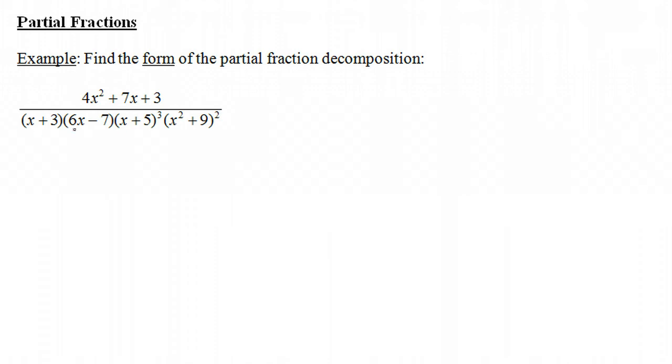So in this one, notice that in the denominator, it's already in factored form, so that's good. The first factor here is x plus 3, and it's not repeated at all. And so in our partial fraction decomposition, we're going to put A over x plus 3. The second factor is also a linear factor. It's of the form mx plus b, just like the first one was. So we can put B over 6x minus 7.